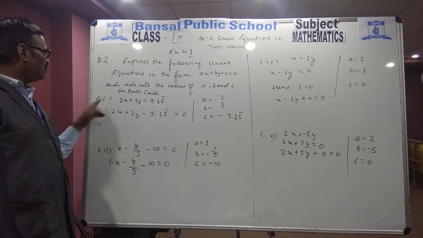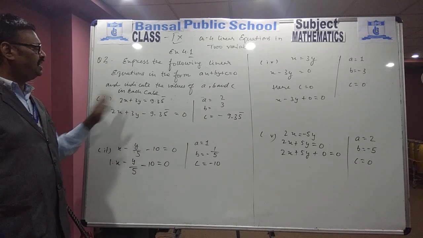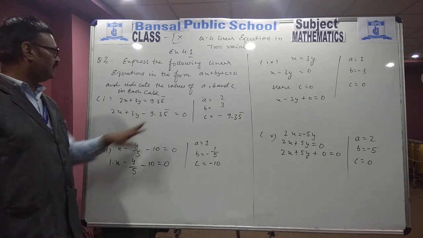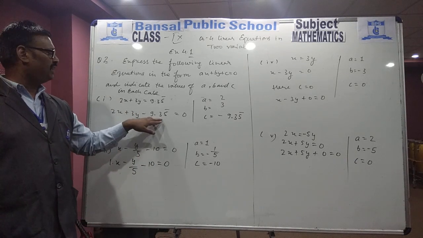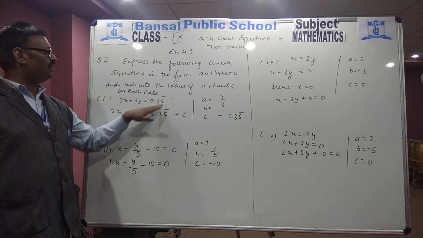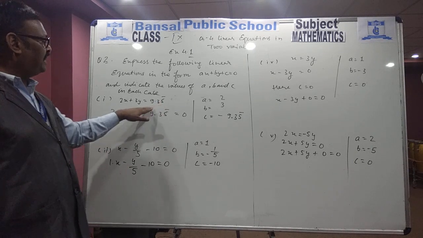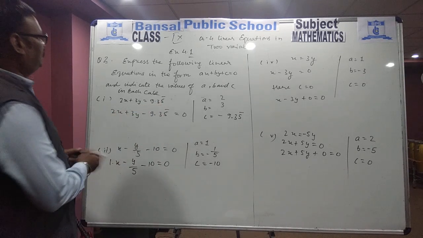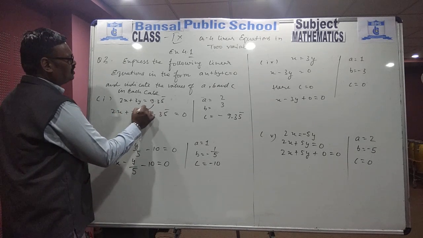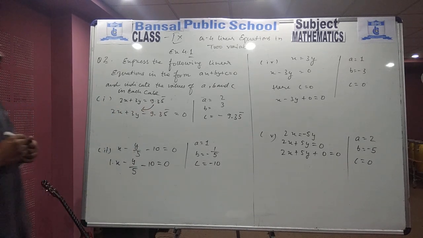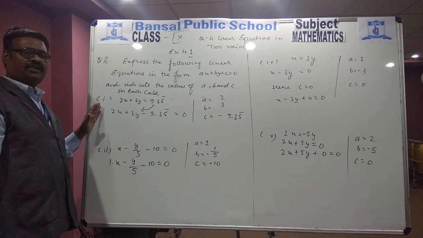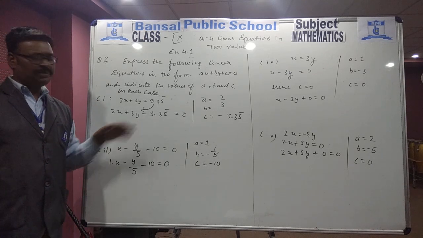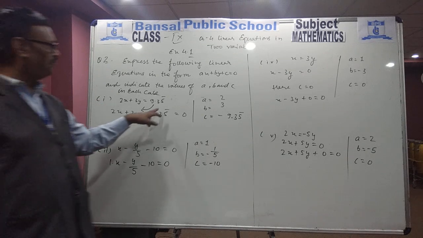So first part, 2x plus 3y is equal to 9.35 with a bar over 5. Why here is it minus? Because I have transposed 9.35 bar from the right hand side to the left hand side. And we know that if I transpose, the sign changes. So the standard form of this equation is 2x plus 3y minus 9.35 bar, with a bar above 5.